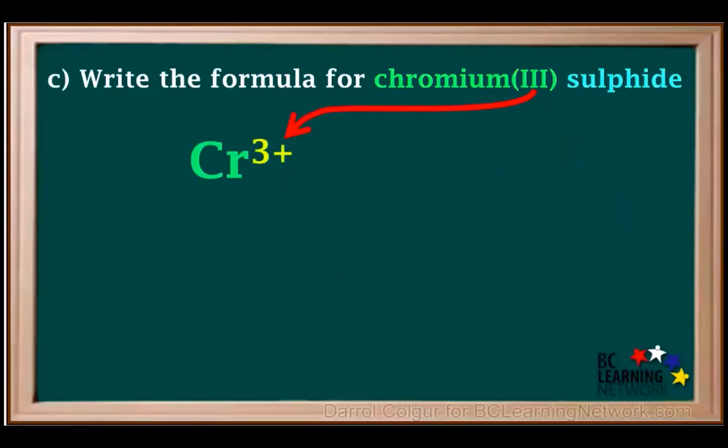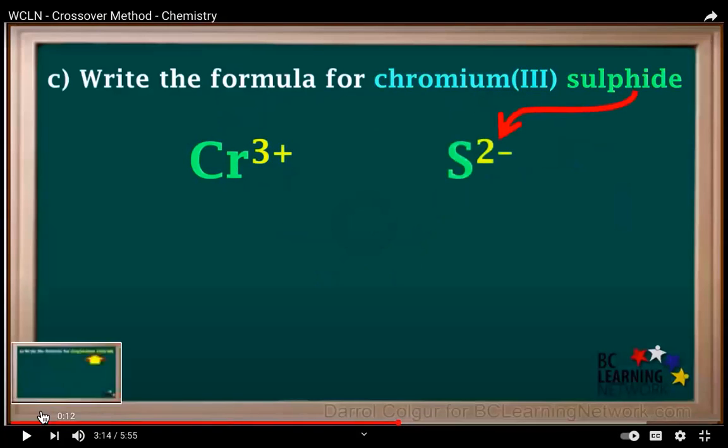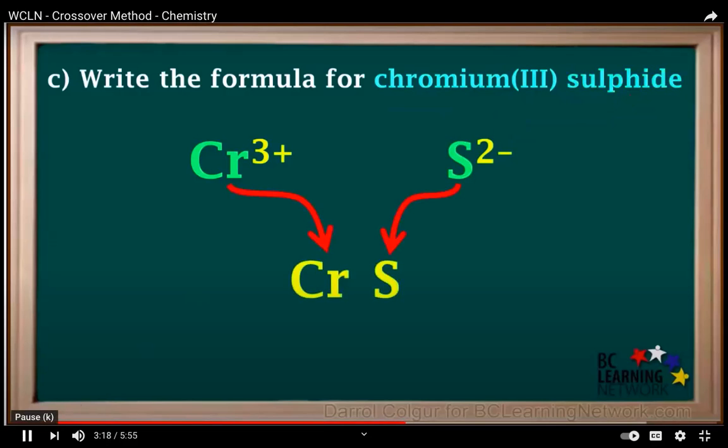The chromium 3 ion is Cr3+, and the sulfide ion... Do you remember when we talked about the transition elements? I told you that charges will be shown in the Roman numerals after the metal ion. See, chromium, Roman numeral 3. So that means the charge for the metal ion chromium is 3 positive. The sulfide ion is S2-. We start the formula with the symbols Cr and S.